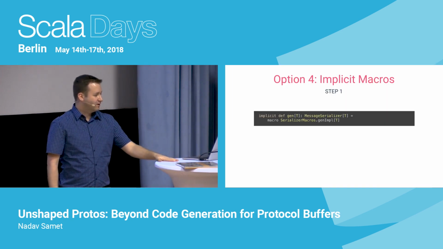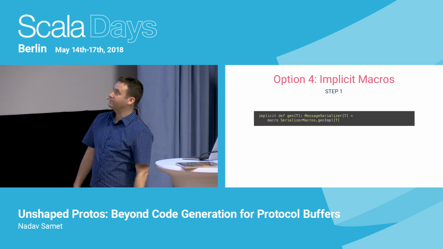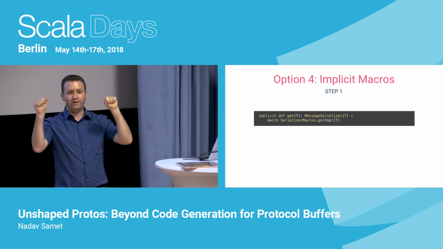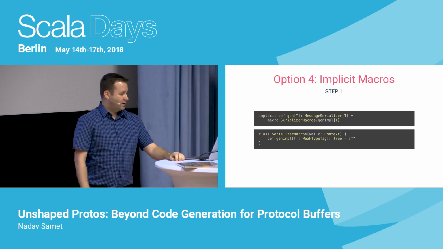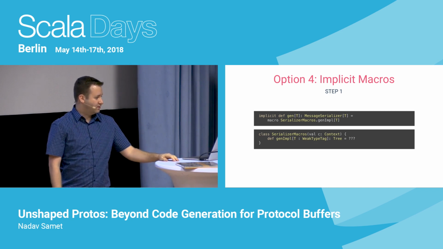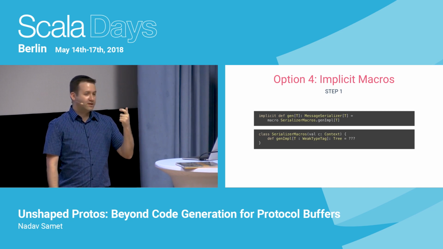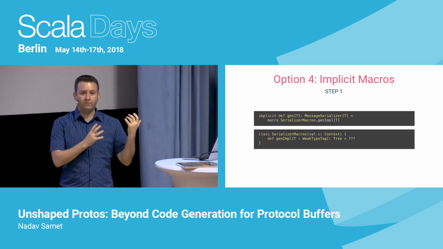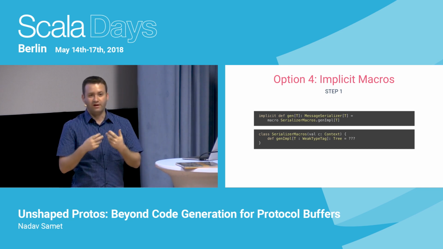It turns out that every macro basically looks like this. It's an implicit function that returns the type that we want, in this case MessageSerializer of type T, and the body of it just says the keyword macro followed by a function where the macro is actually implemented. And this is the macro implementation. It gets a WeakTypeTag that gives us some information at compile time on the type T, and it needs to return a tree, an abstract syntax tree of the Scala language.